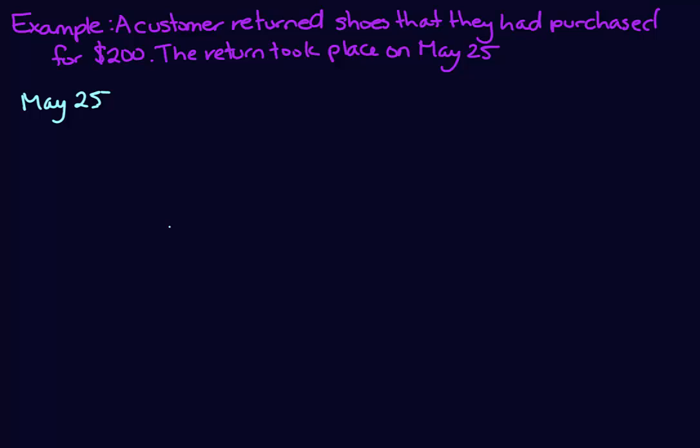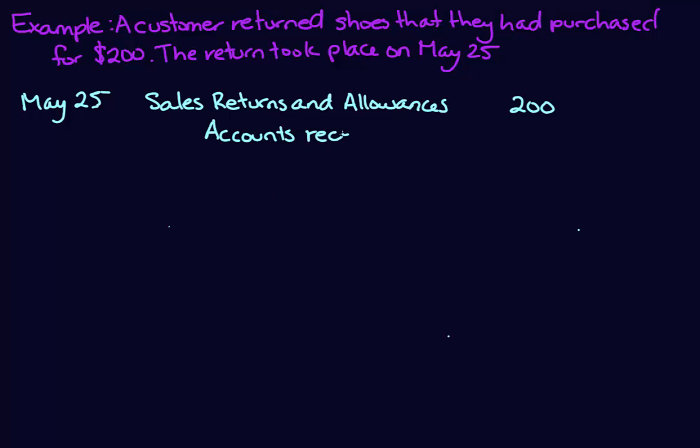In this example, a customer returned shoes that they had purchased for $200, and the return took place on May 25th. Our debit is going to be to our sales returns and allowances account, and our credit is going to be to cash if we're paying the customer right away, or to accounts receivable if they haven't paid off their bill yet. And the difference between the perpetual and the periodic system here is that there's only one journal entry when we make a sales return because we don't have to update our inventory account on every transaction.